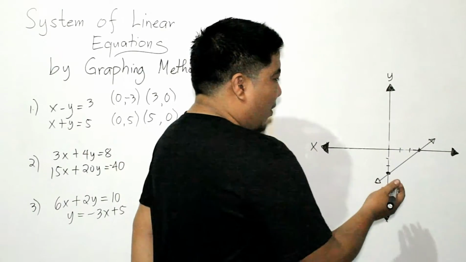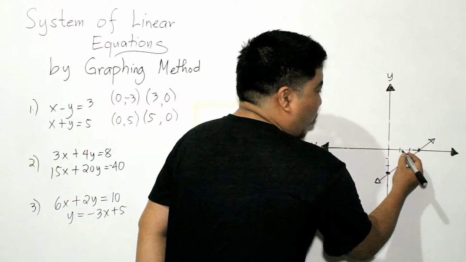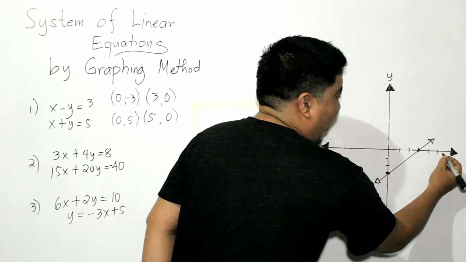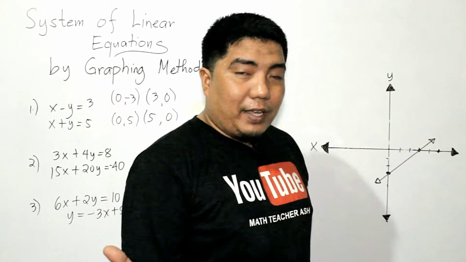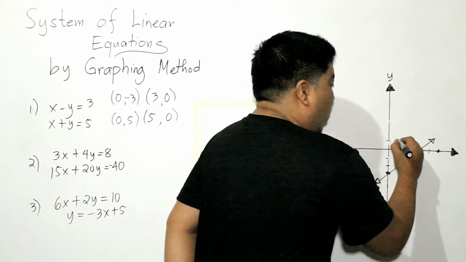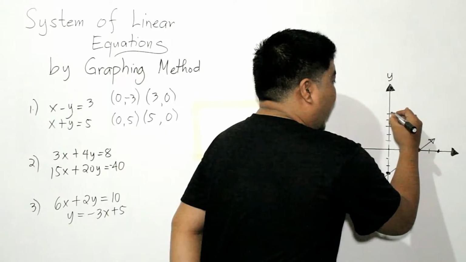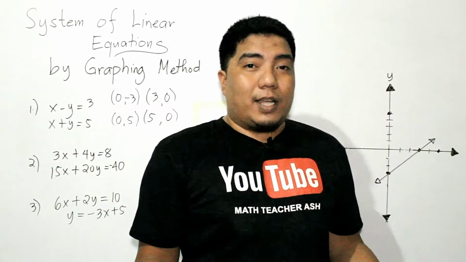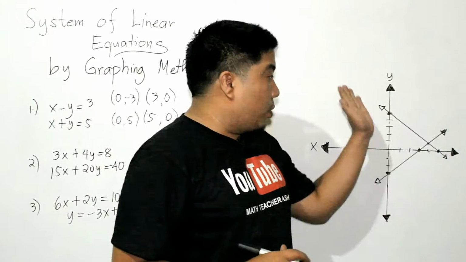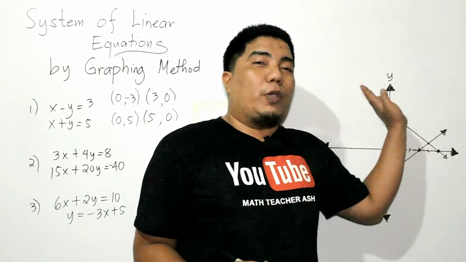For our x-intercept, that is 1, 2, 3, 4, 5. That is here. And our y-intercept is at positive 5. So therefore, that is 1, 2, 3, 4, 5. That is here. So now, we will connect our dots. And now, this is what our graph for the second equation looks like.